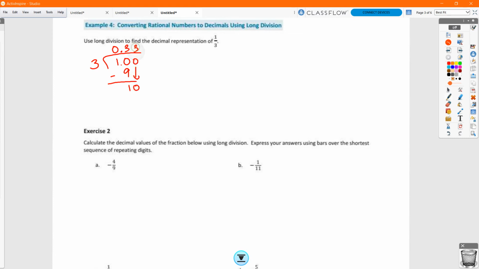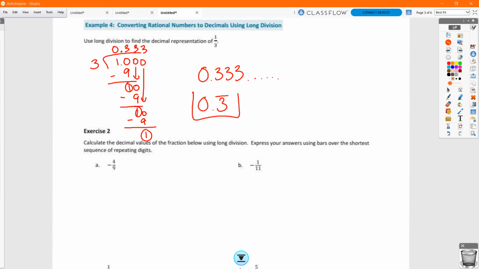3 can go into 10 3 times. 3 times 3 is 9. We subtract, we get 1. Add another 0, shoot it down, we get 10. 3 can go into 10 3 times. 3 times 3 is 9. Do you notice how we are repeating the 1 every single time we subtract? Okay? This is because this decimal is repeating. This one will continue on and on and on. When you can notice a pattern is going to continue, you can stop dividing. There's no reason to keep going on and on and on afterwards. So 0.33333 is our decimal, or 0.3 repeating.